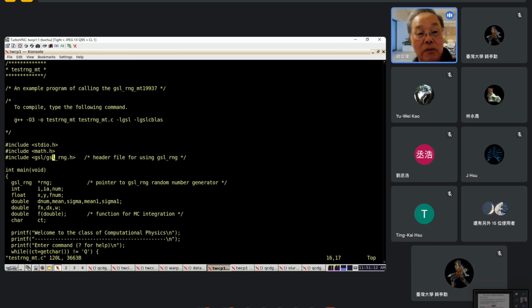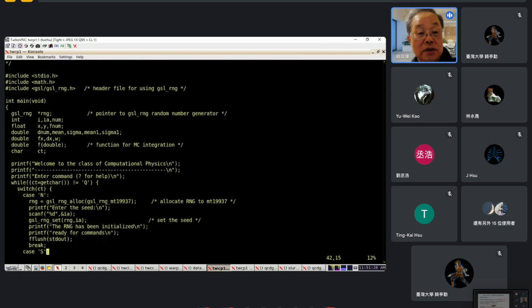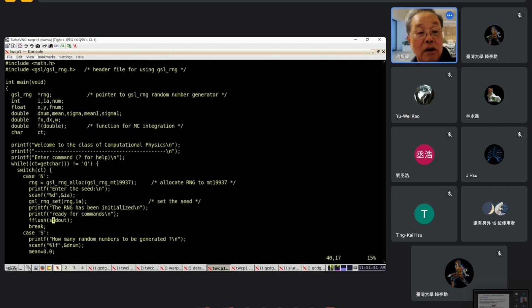If you use the Mersenne Twister, you have to include the GSL RNG header file. Then in the beginning, you have to initialize the seed. Here I can enter any seed I like, and set the initial seed. Then the RNG is set to gsl_rng_mt19937. So allocate the random number generator to this MT19937.